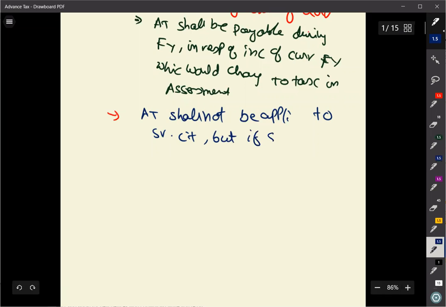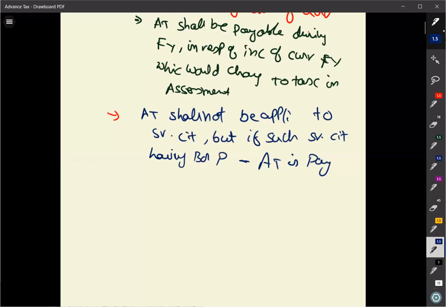But if such senior citizen has business or profession, then advance tax is payable. Generally, fundamentally, any person who is of age 60 years or above need not pay any sort of advance tax. But if the same senior citizen has income from business or profession, then ultimately advance tax is payable if the other condition is also satisfied. What is the other condition?